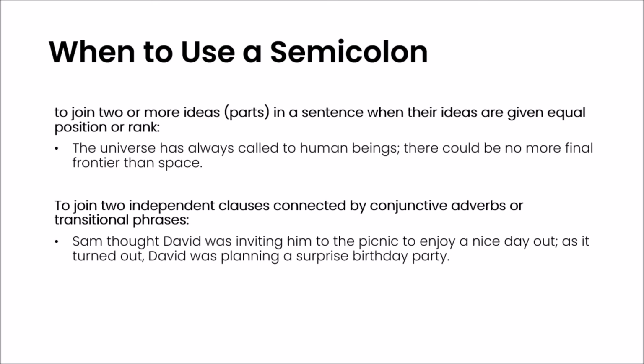For example, we use a semicolon to join two or more ideas or two or more parts in a sentence when their ideas are given equal position or rank. For example, the universe has always called to human beings; there could be no more final frontier than space.